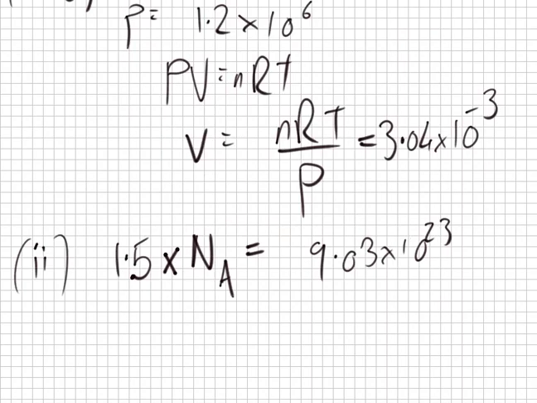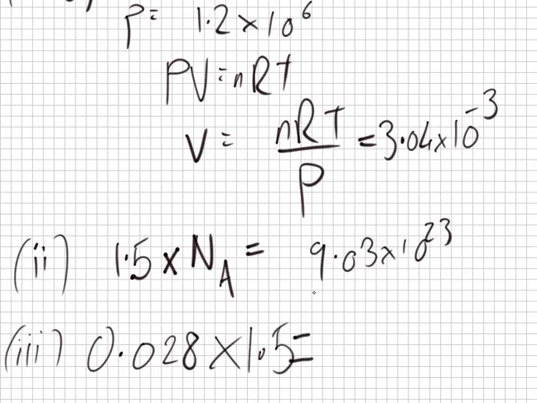If the molar mass is 28 grams, what's the mass of the cylinder? So the molar mass is 28 grams. And how many moles do we have? 1.5. And you know how to multiply. Even if you don't, you have calculators. So what did you get? 0.042. 42 kilograms.